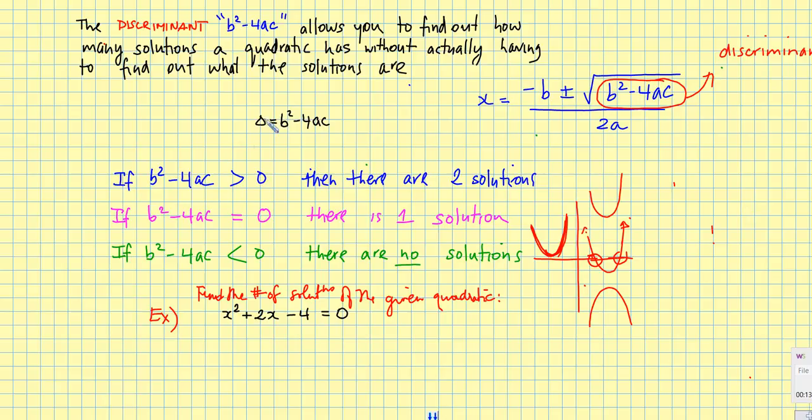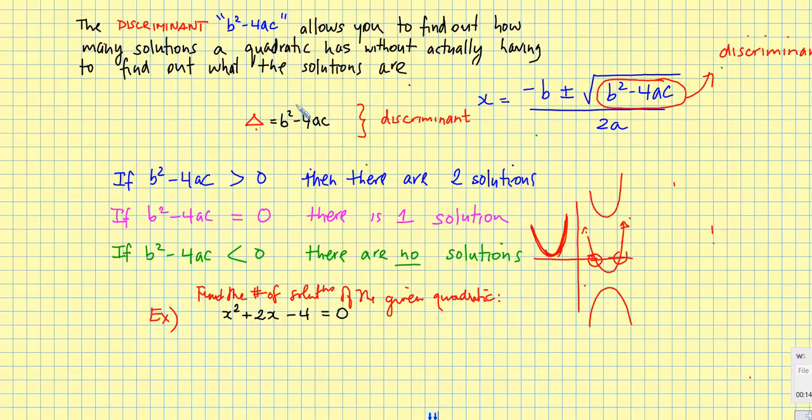So, we use this delta sign. The delta sign here that I'm putting in red, it looks like a little triangle. The delta sign indicates to us that it's b squared minus 4ac, our discriminant. And what it basically tells us is this: if I have b squared minus 4ac, and I have a number that comes out of there that's greater than 0, then that means I have 2 solutions, or 2 x-intercepts.